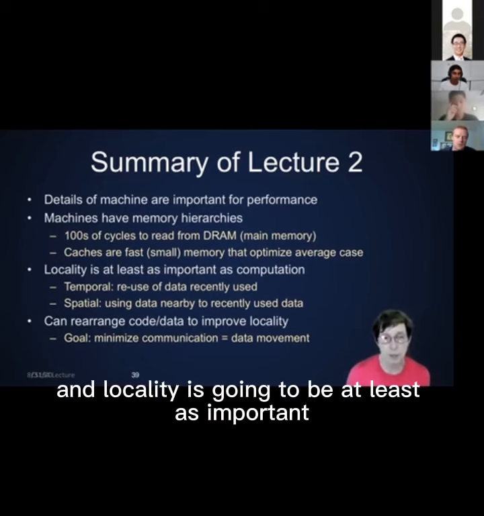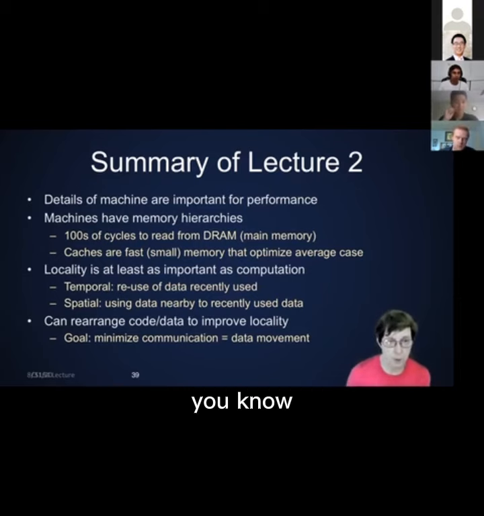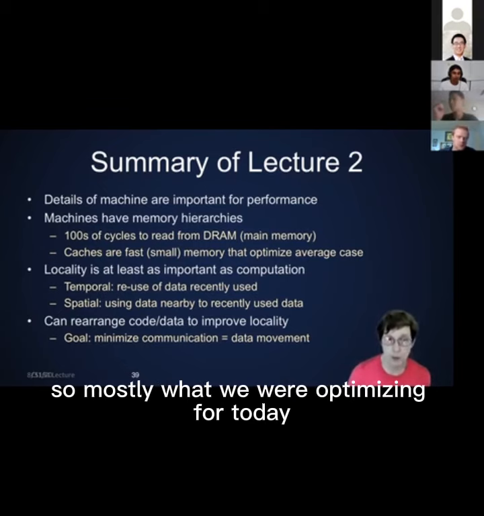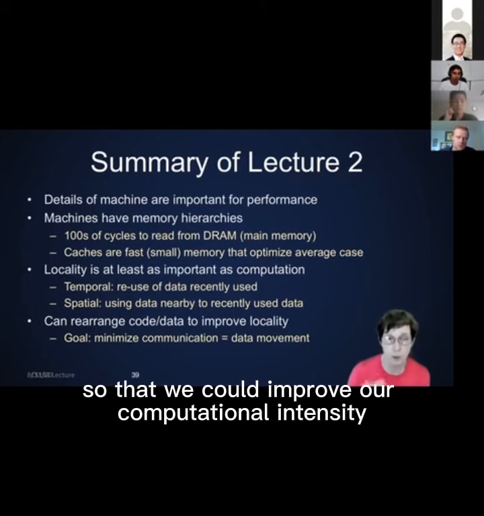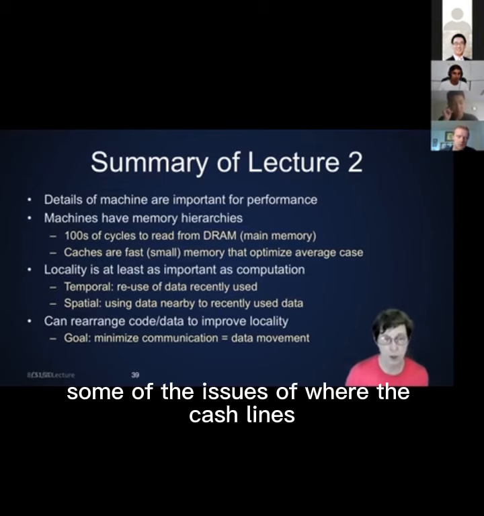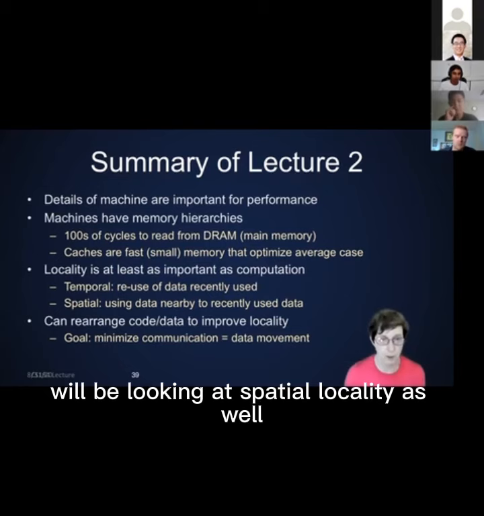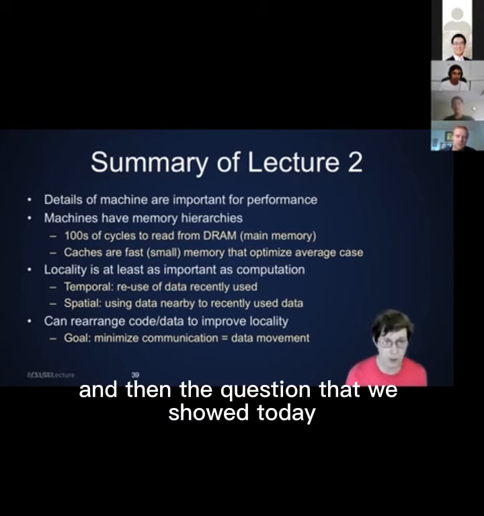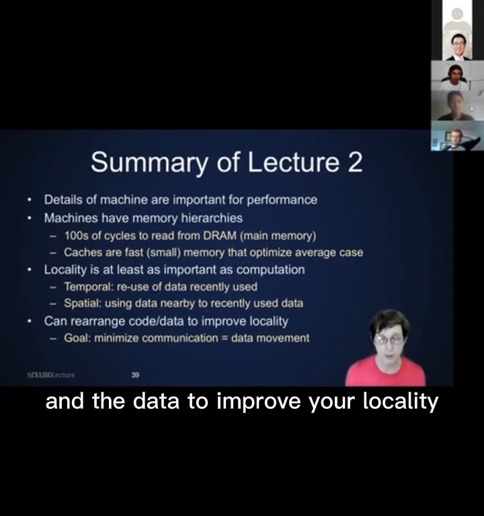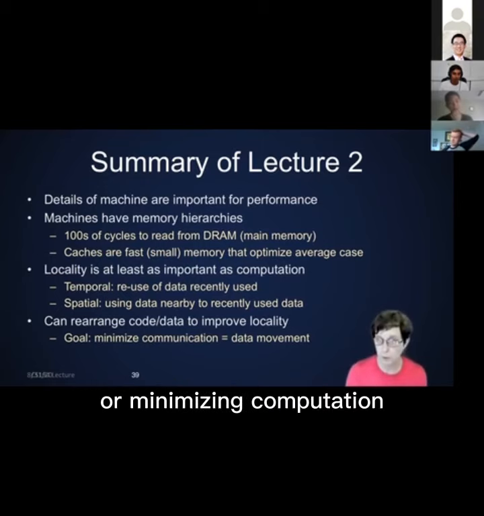And locality is going to be at least as important and often more important than computation. We'll worry about both spatial and temporal locality. Mostly what we were optimizing for today was temporal locality, that is reuse, so that we could improve our computational intensity. When you start worrying about what's actually in a cache line, we'll be looking at spatial locality as well. And the question that we showed today, for a specific example of matrix multiply, is that you can rearrange the code and the data to improve your locality. And the goal here is going to be minimizing data movement or minimizing computation.